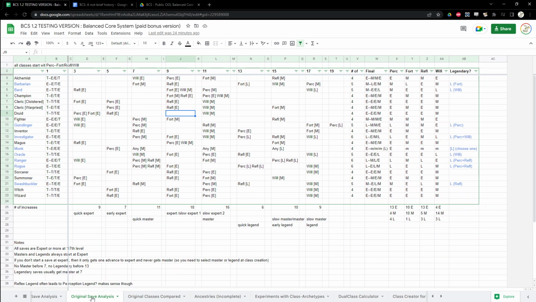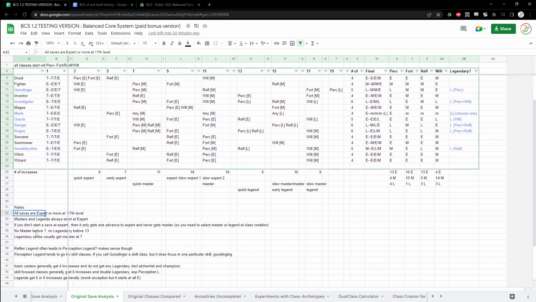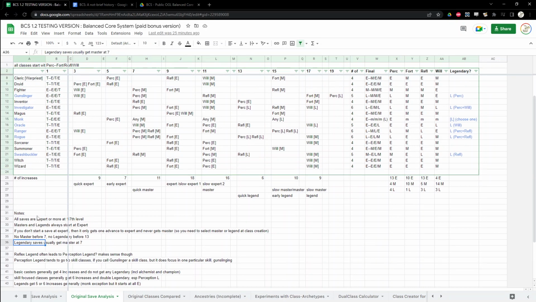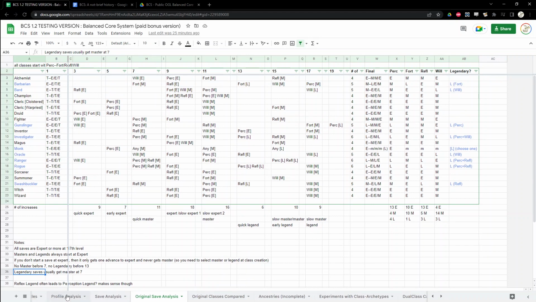The original save analysis, where I just took the saves out and analyzed them on their own, to see how different classes can be grouped together by the similar saves they get and when they get them, and just use this for some more analysis. I learned some things. A few of the things I learned you see here, like no saves get master before 7, and no saves get legendary before 13. These were all just data points that helped me get in mind how the classes work.